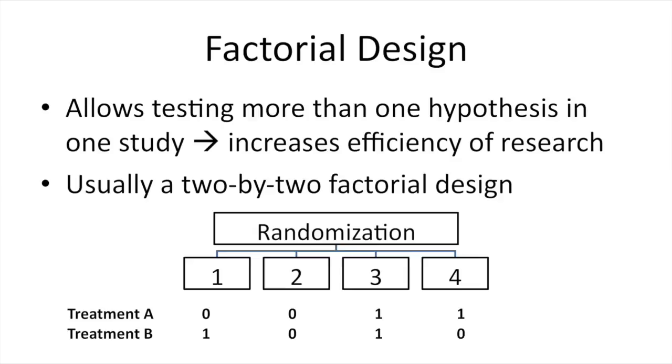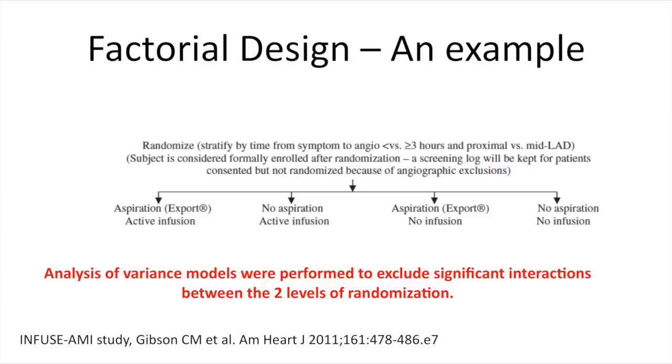We already heard today about the factorial design. Giuseppe already told us about. It allows testing more than one hypothesis in one study, so it increases the efficiency of research. Usually you have a 2x2 factorial design. We have, for example, for a 2x2 factorial design, 4 groups. One group receives treatment B, one group receives no treatment, one group receives both treatments, and one group receives treatment A. Here we see an example, that's the Fuse MI study. Here an aspiration catheter was tested, and in addition also the intracoronary infusion of abciximab was tested.